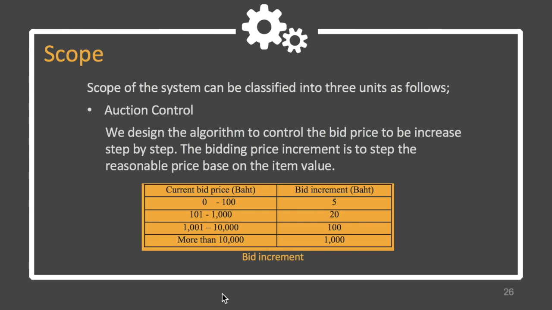The bidding price increment can be managed in two steps. The reasonable price is based on the item value. The increasing bid can be adjusted depending on the value of the currency. Here are the steps of the price increment, shown in this table. This box shows the current bid price, and this box shows the bid increment. For example, if the current bid price is 0 to 100 baht, the bid increment will increase step by step by 5 baht, and so on.